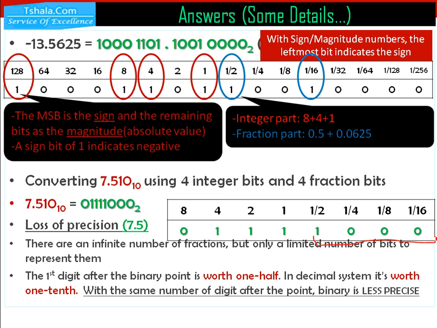The first digit after the binary point is worth 1/2. The same thing in decimal: in the decimal system, the first digit after the point is worth 1/10. When you have the same number of digits in both number systems, decimal and binary, it means that the binary is less precise, because it does not actually have those specific values that correspond back to the value in decimal.